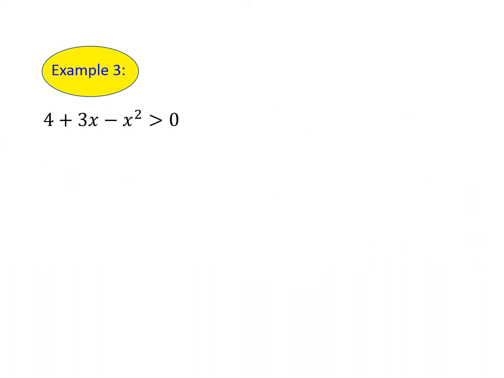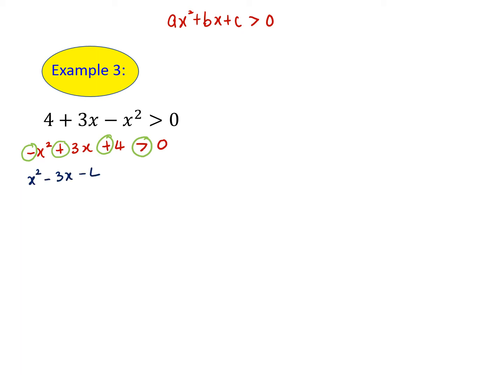Okay, now for example number 3, first of all, I will write it in the form of ax squared plus bx plus c greater than 0. So now I have negative x squared plus 3x plus 4 greater than 0. But to make it easy, I want my a to be positive. So I will negate everything, including this symbol. So now my latest one will be x squared minus 3x minus 4 less than 0. Now I can use my calculator to factorize. It will give me x minus 4 and x plus 1 less than 0.